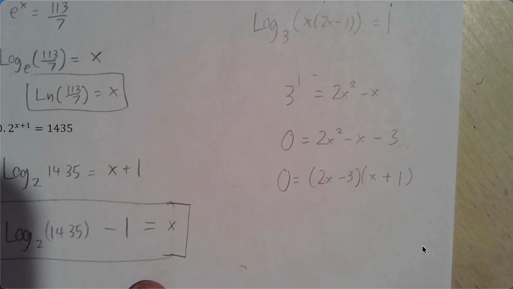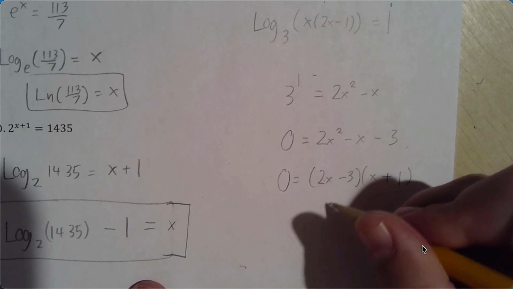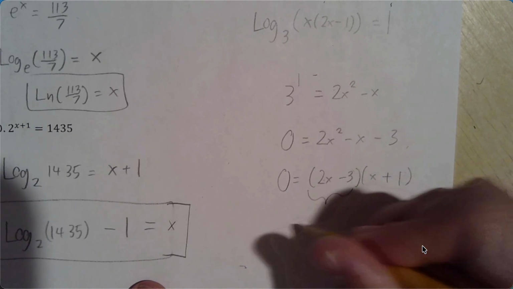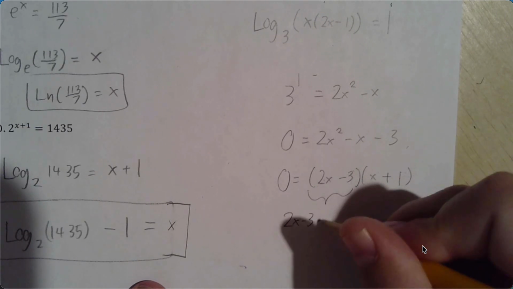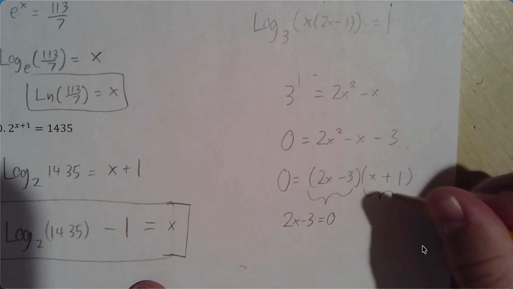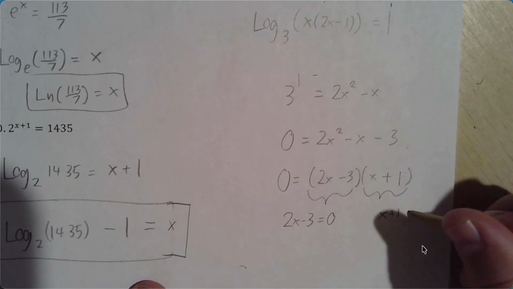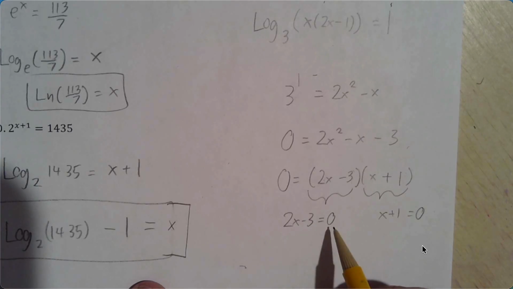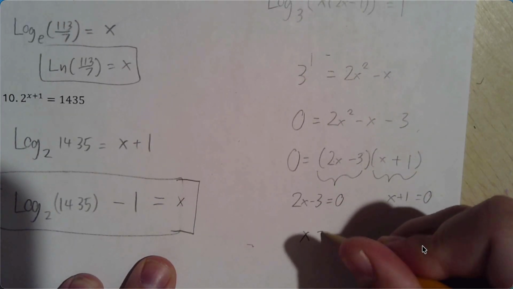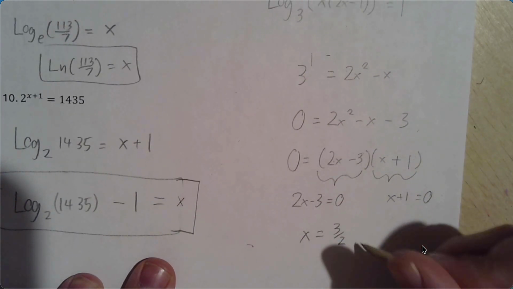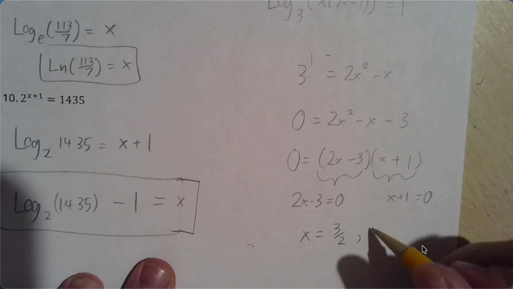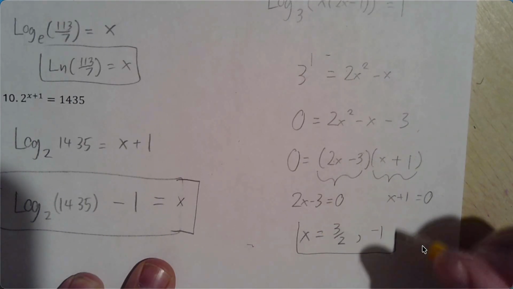And last but not least, where do each of these equal 0? Well, you set each one equal to 0. And if I add 3 and divide 2, that's literally 3 over 2. And if I just subtract 1, I've found my other answer.